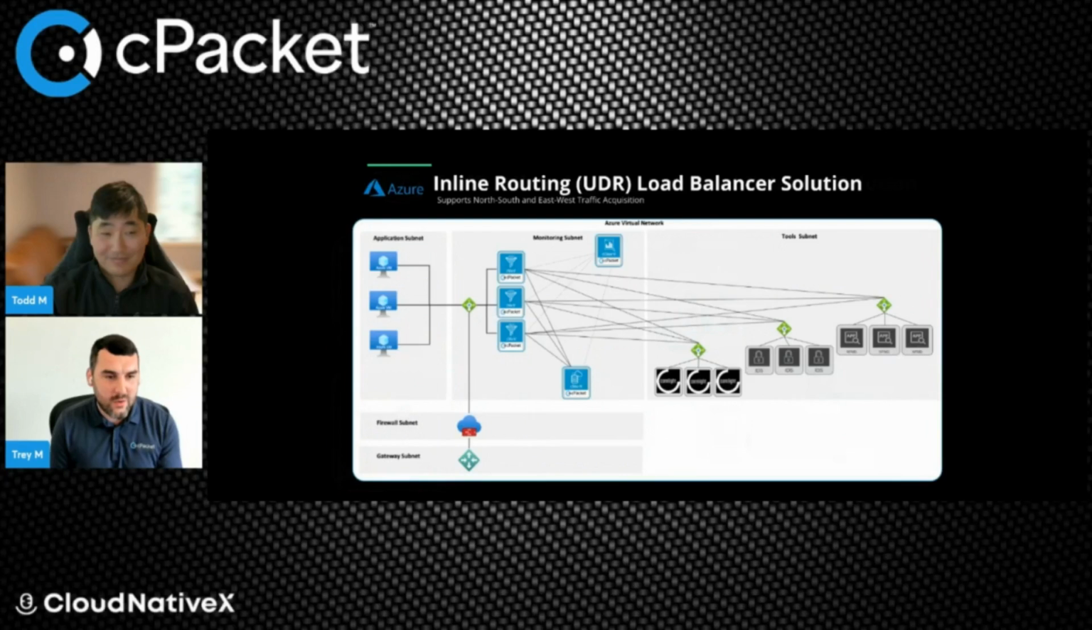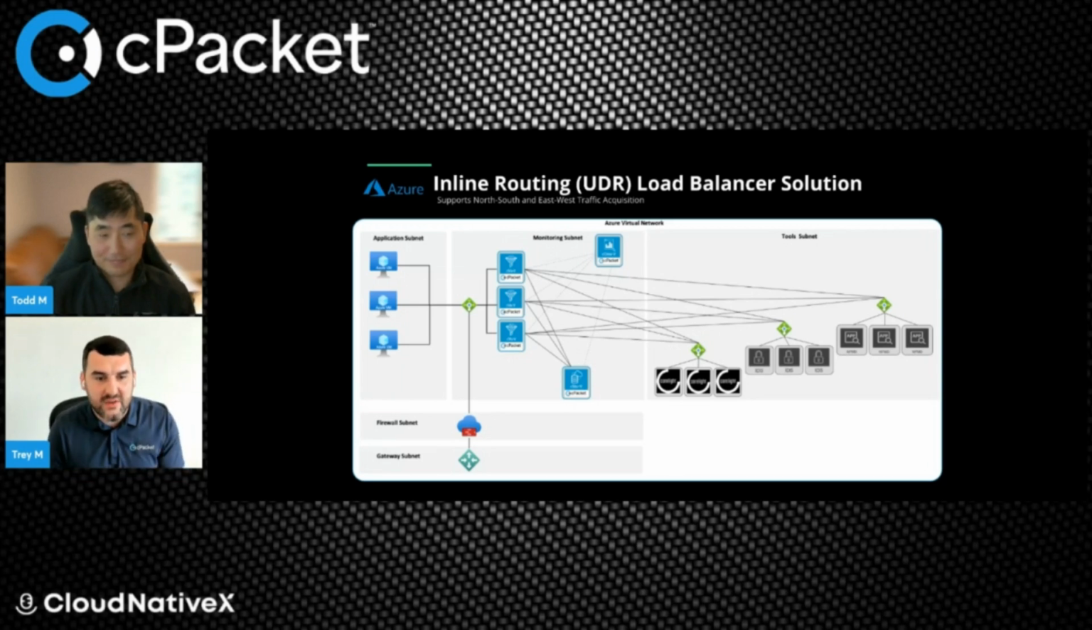All right, so now we're moving on to Azure. So in Azure, because they do not have a virtual tap capability in a general availability state today, the only way that we can acquire packets in Azure without the use of agents is through the use of inline routing. So this is very similar to what we looked at for the AWS Gateway Load Balancer in terms of an inline scenario. This is a unique example because this is actually a north-south and east-west traffic acquisition flow.